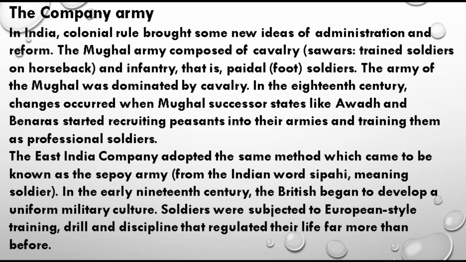The Mughal army was mainly composed of cavalry. Cavalry means sawars, trained soldiers on horseback. And there were infantry, also called paddle or foot soldiers, in the Mughal army. These soldiers were given training in archery and the use of the sword in battle.